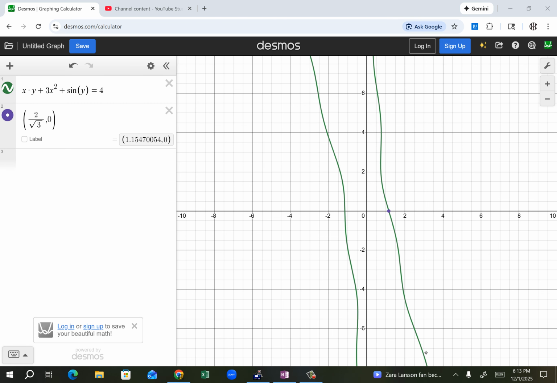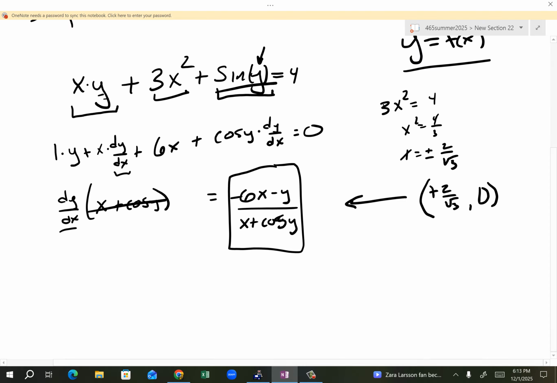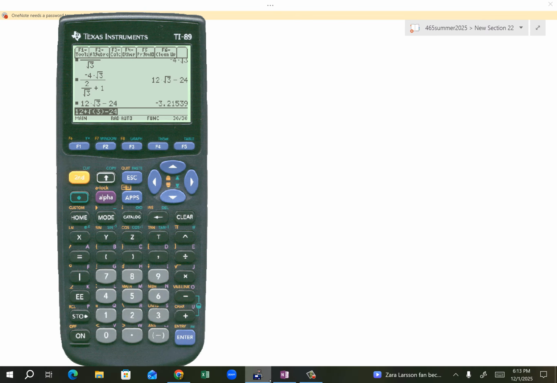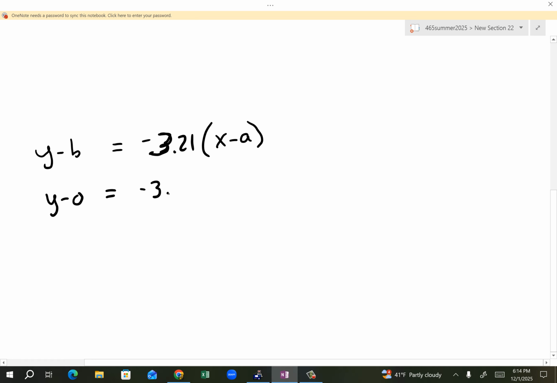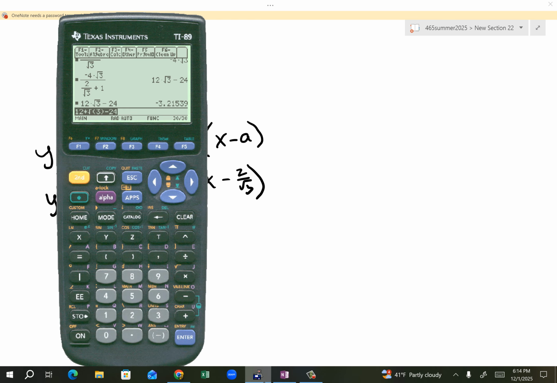And so Joe is like, how can I prove I'm right, Groom? Okay, well, we said the slope was -3 point whatever. So -3.21 or whatever I said. x minus some a value is equal to y minus that b value. So in our case, it's y minus 0, -3.21, and then our x was 2 over the square root of 3. If you do this, you will get your equation.